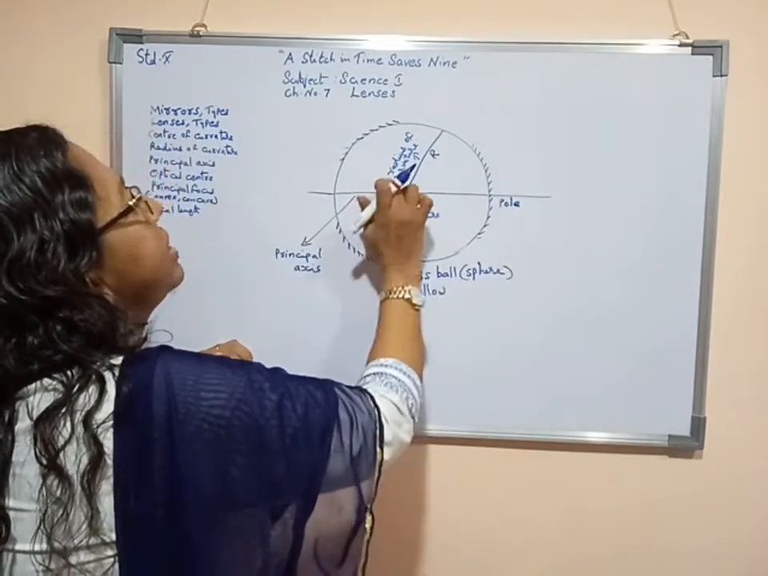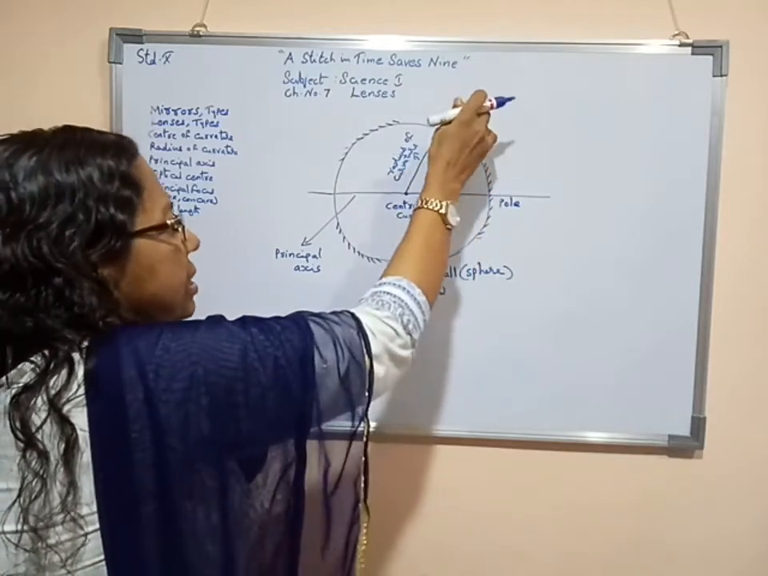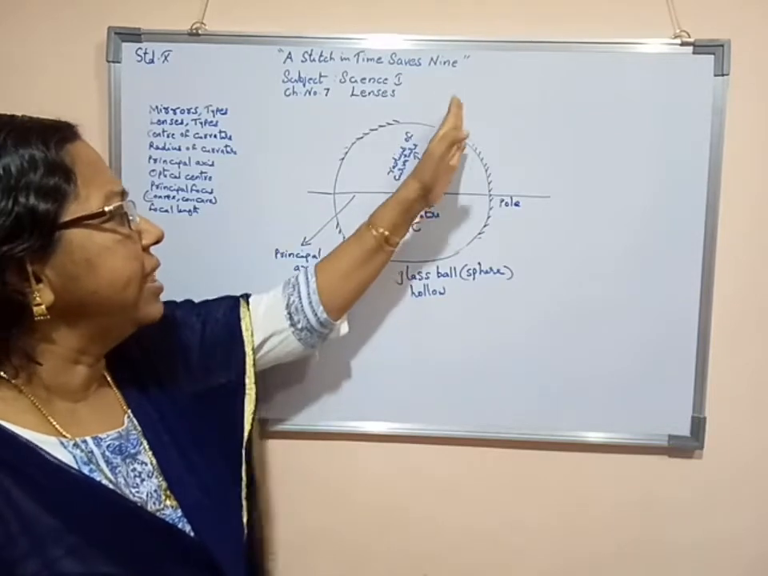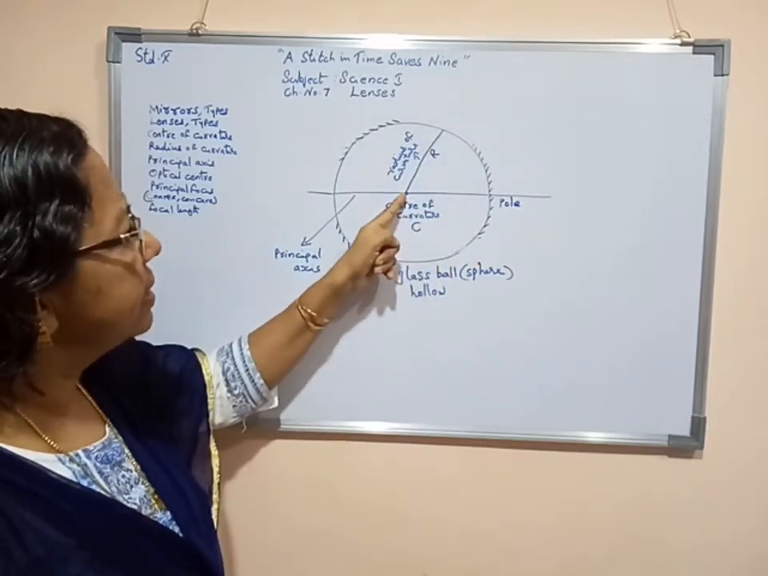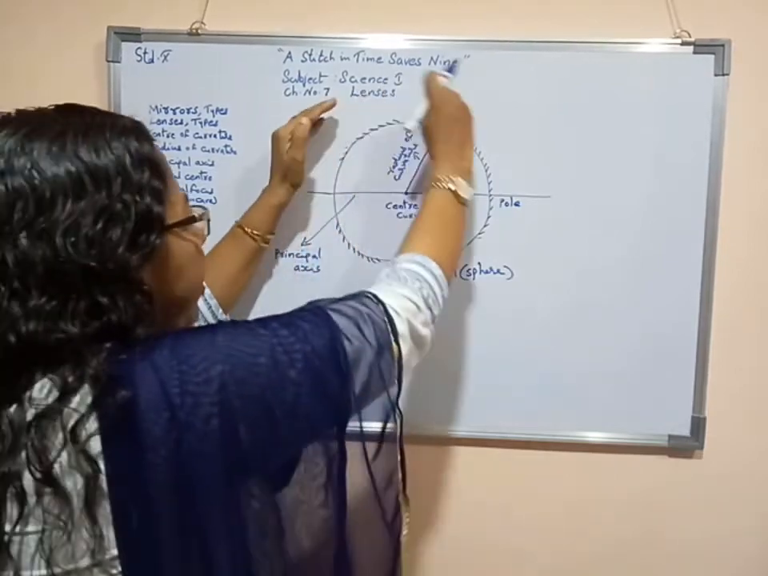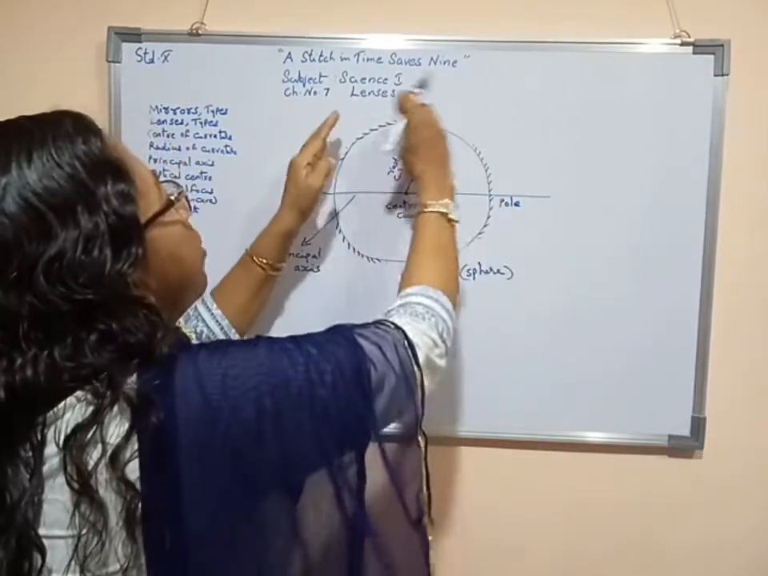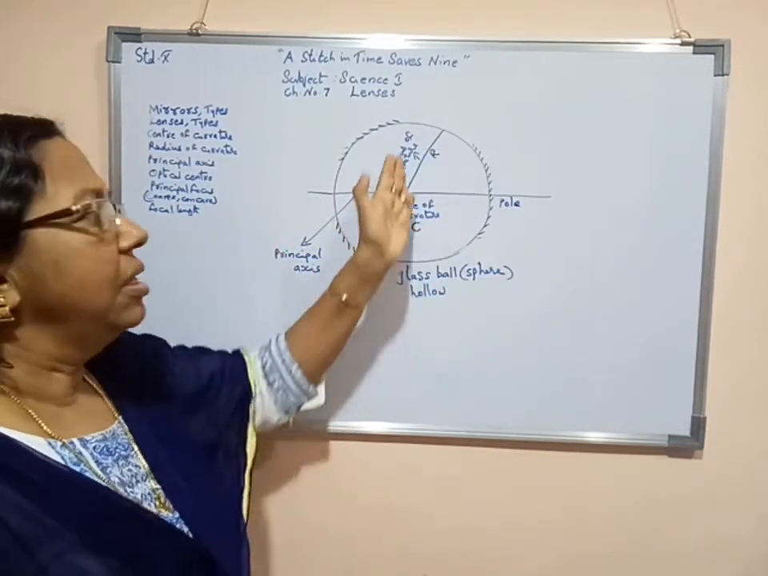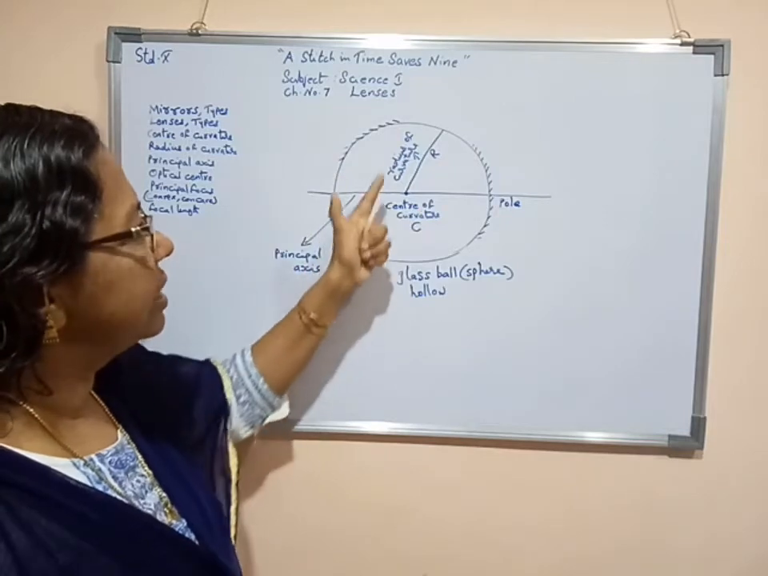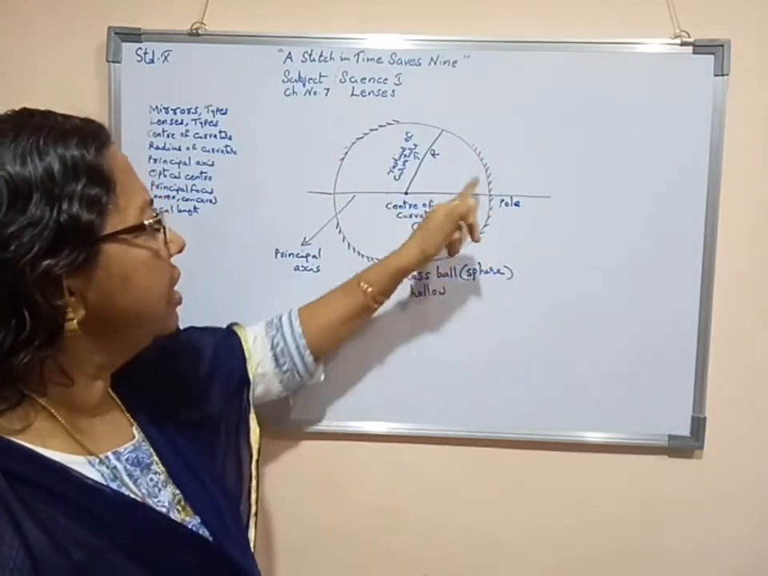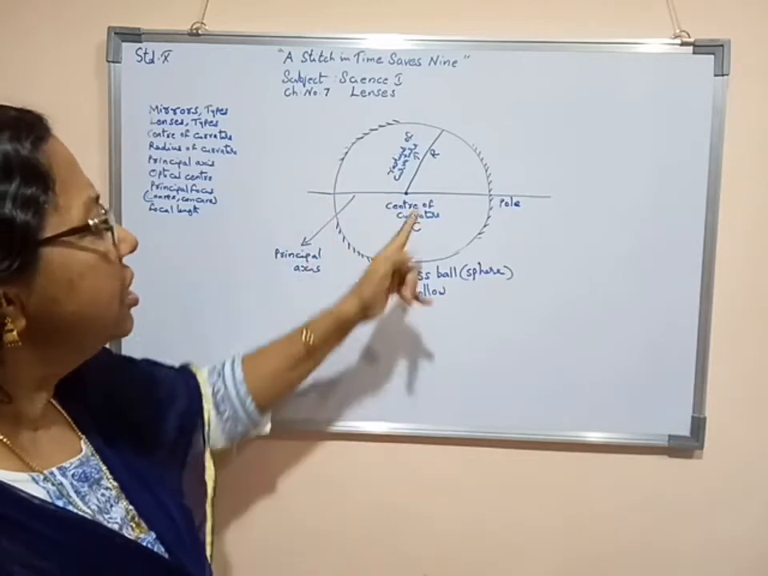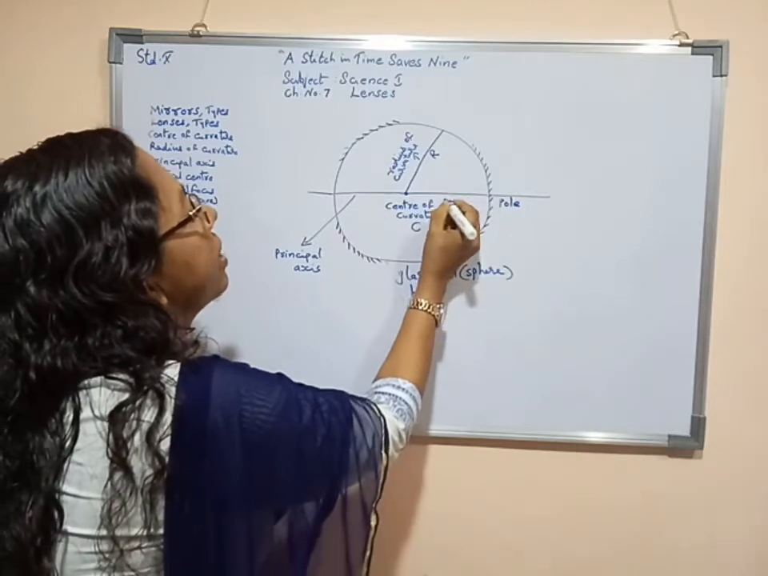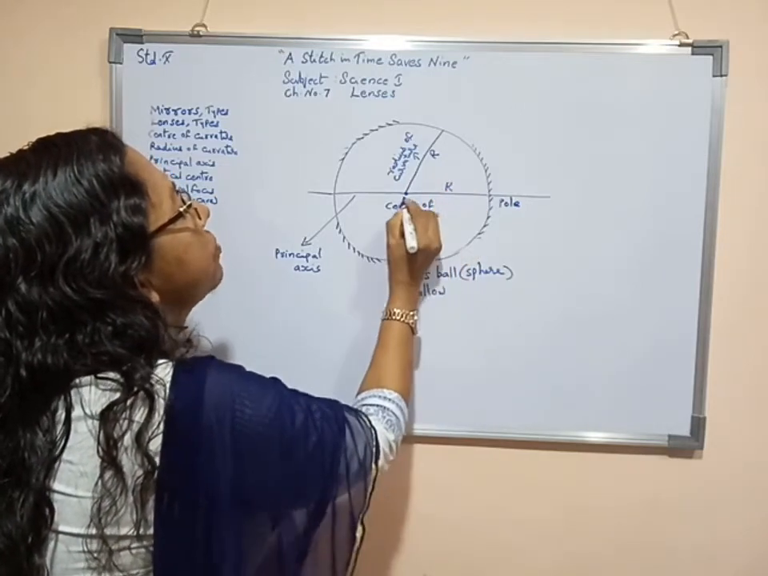Now the radius of curvature. This mirror is a part of this sphere, so this is the center of curvature, because we cut and removed this mirror from this spherical glass ball, or glass sphere. So this mirror is part of this glass sphere, and its center of curvature is this. Then this also is the radius of curvature.